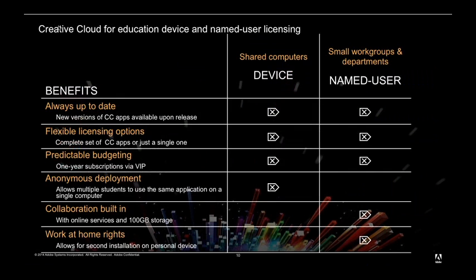Here's a brief summary of the difference between the two. I don't want to spend too much more time on this, but I just want to make sure you're clear on the difference between a device and a named user license. One of the benefits of device-based licensing is that you don't need the Adobe ID. You can put that on a device and a number of users can use that software. So it fits nicely into both education and charities.